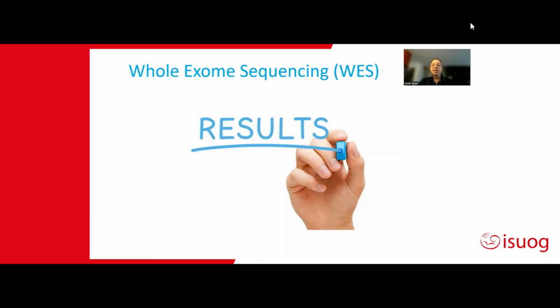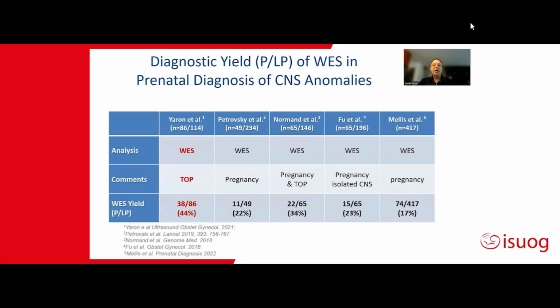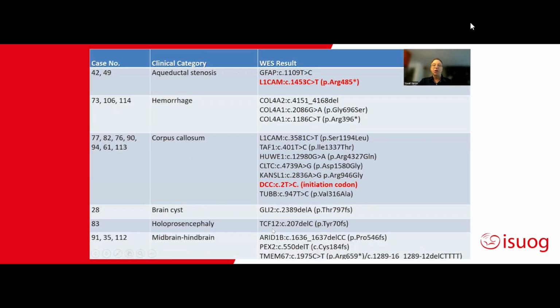Then for the cases that were chromosomal microarray negative, we went on to doing exome sequencing. And our results show that we had 86 cases that underwent exome sequencing, and of these, we found positive results, pathogenic or likely pathogenic, in 38, so that's 44%, which is higher than what has previously been reported. We were quite happy about that initially.